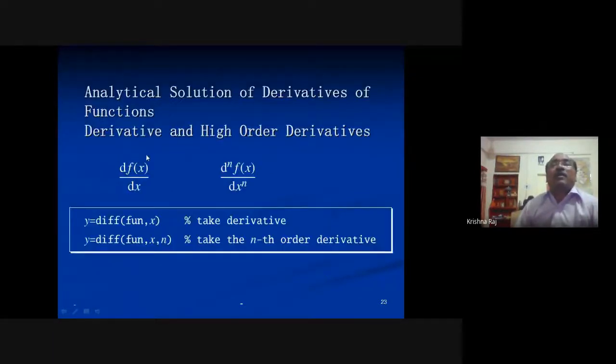Analytical solution of the derivatives of the function. For the analytical, suppose this is the first derivative and this is the nth derivative, then take the derivative. We will use the first differentiation of the function with respect to x, and the nth differentiation of the function with respect to x.